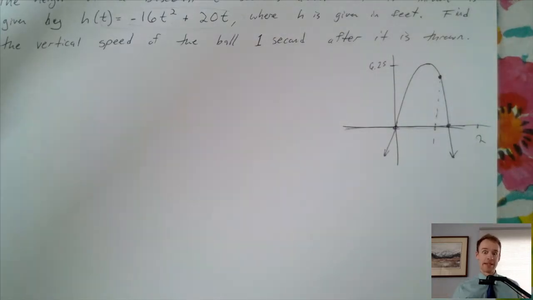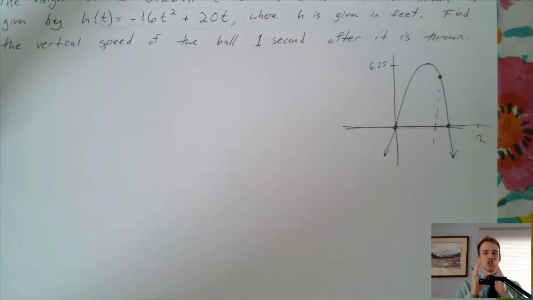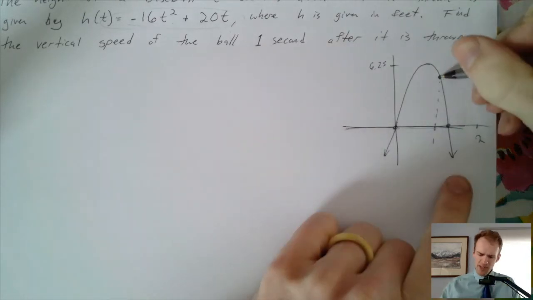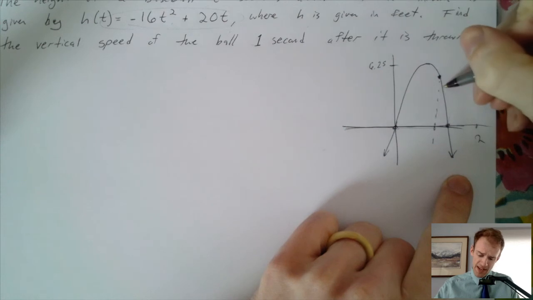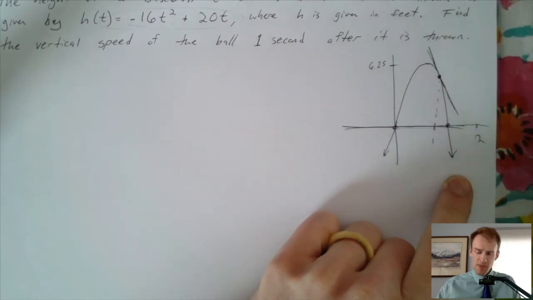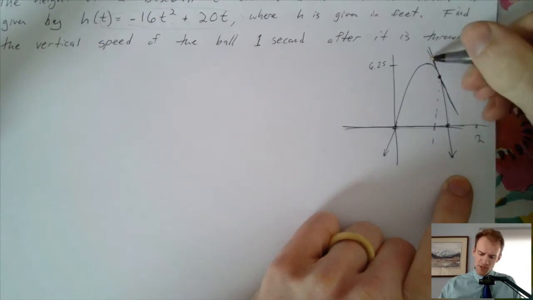Well, a speed, if you think about it, is a change in distance over a change in time, right? Miles per hour, feet per second: a change in distance, how far you've traveled, over a certain amount of time in which you've traveled that, right? So let's think about the derivative here. Remember, the derivative at any point is the slope of the tangent line, right? Well, the slope, remember, is the rise over the run.